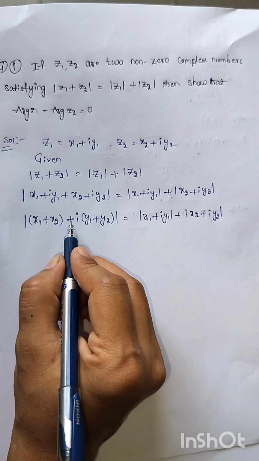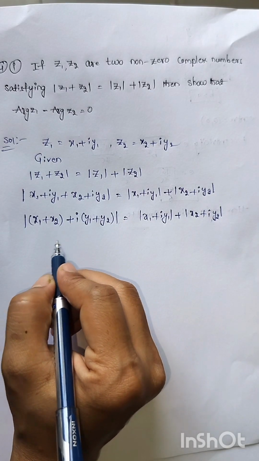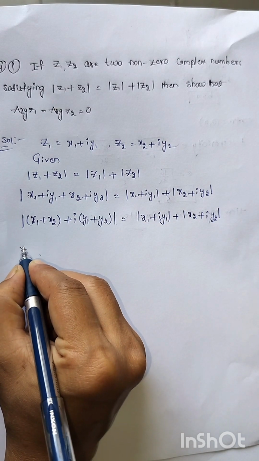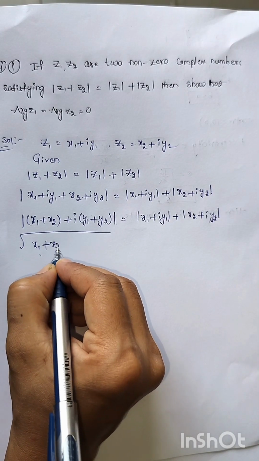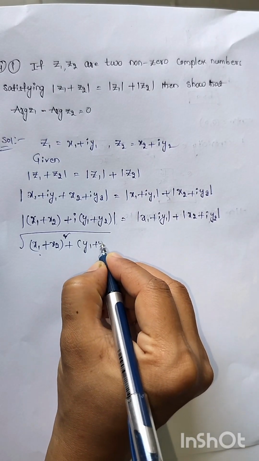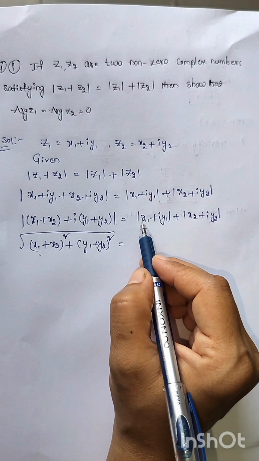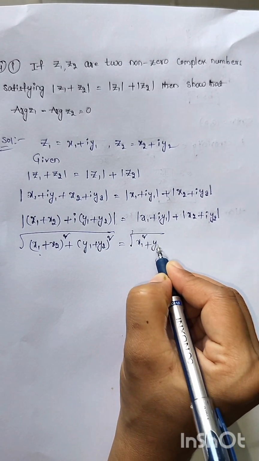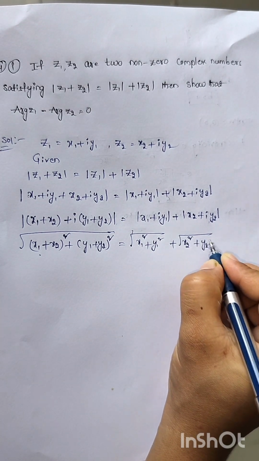So this is again x plus i y. The modulus of x plus iy formula is under root of x square plus y square. So under root of x square, x means x1 plus x2, x1 plus x2 whole square, plus y1 plus y2 whole square, equals, here also the same, modulus of x1 plus i y1 is under root of x1 square plus y1 square, plus under root of x2 square plus y2 square.